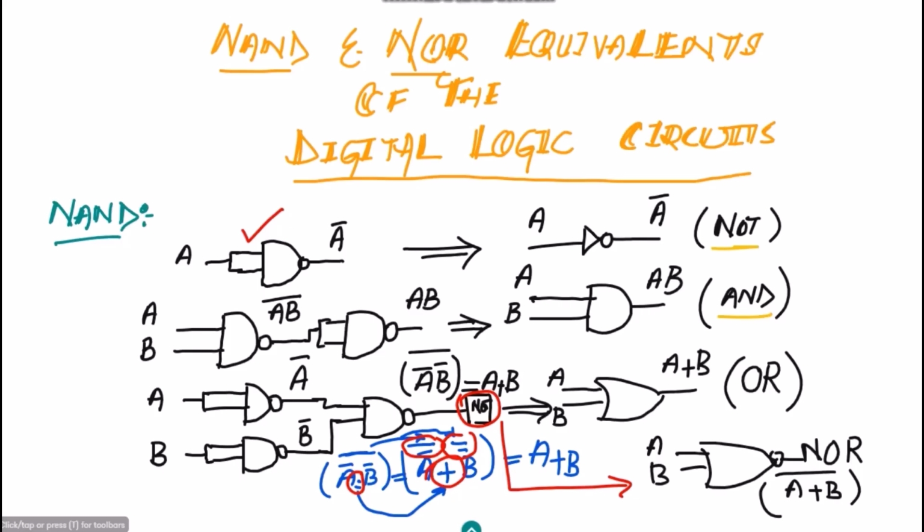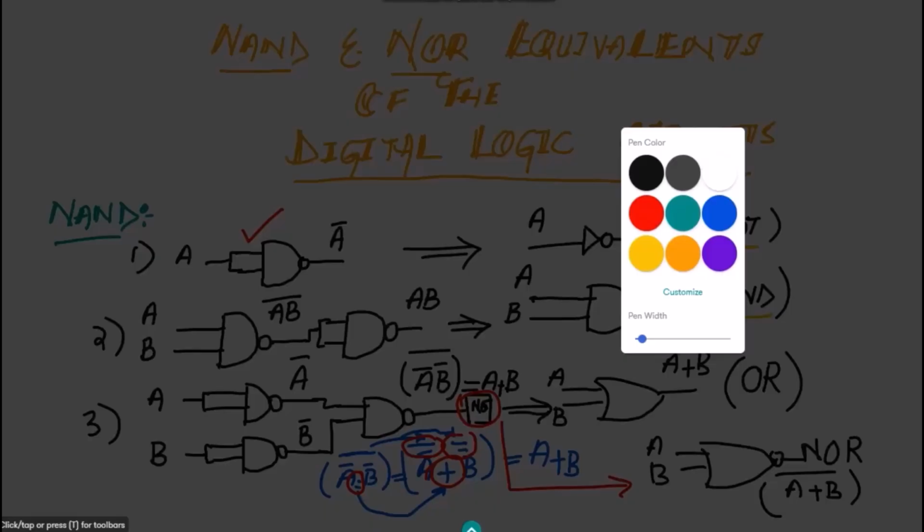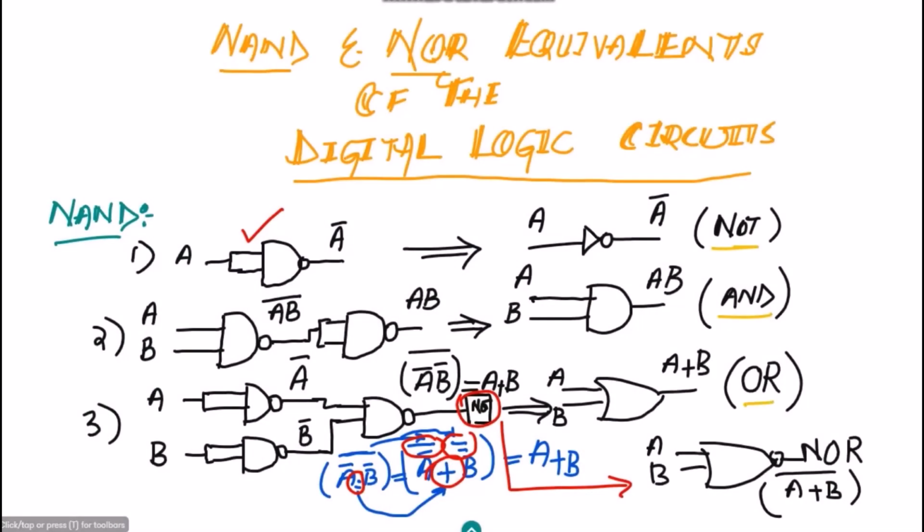Okay. So these are all the gates. This is gate number 1, 2 and 3. These are the fundamental gates which are made up of the NAND gate. This is one of the very important lectures, in which we have seen how different gates can be made up of the NAND gate.